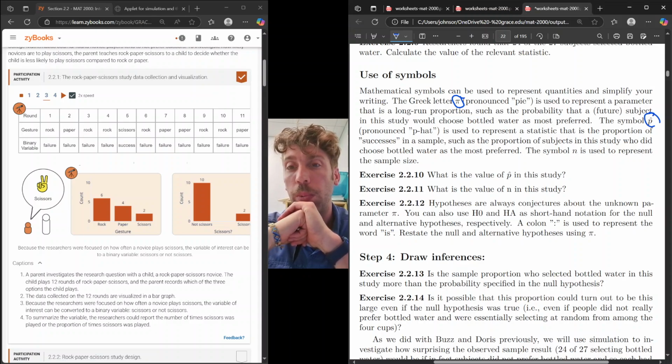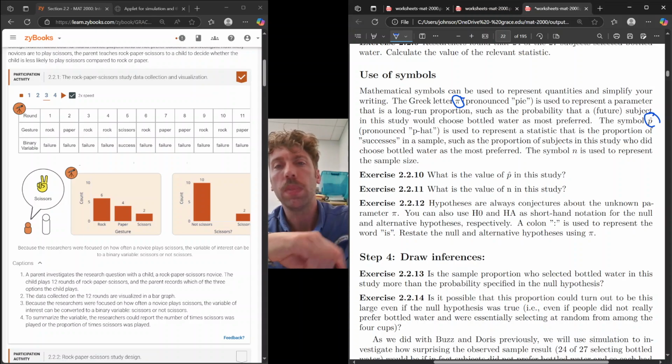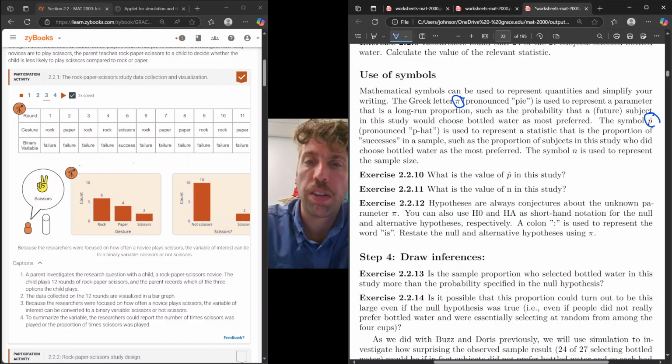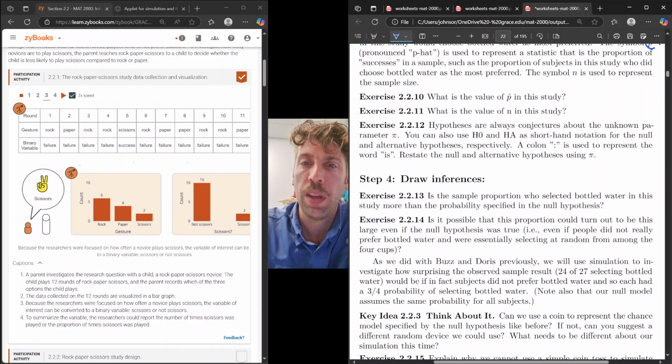This is because we use the letter P so often in stats. We put a hat on this particular one. So P hat is the proportion of our sample. The P hat is the number we know, pi is the number we don't know. And so then 10 and 11 are just asking what P hat and N are in the study.